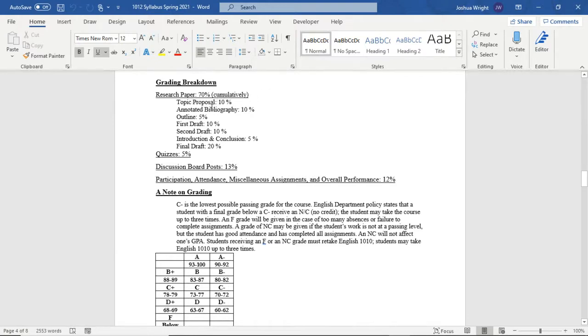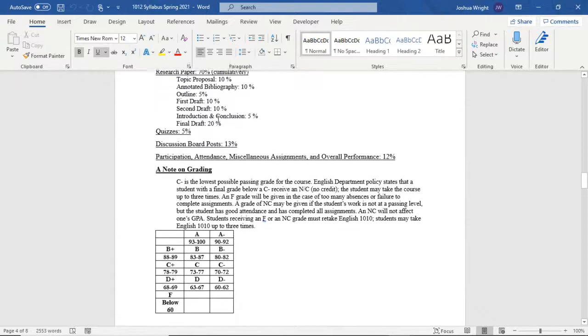It's cumulative. So each of the components is a block of points building up to the full cohesive 70%. The final draft is 20%. So I basically do a pool of 1,000 points. So the final draft is 200 points. The topic proposal is 100. Annotated bibliography is 100, so on and so forth.